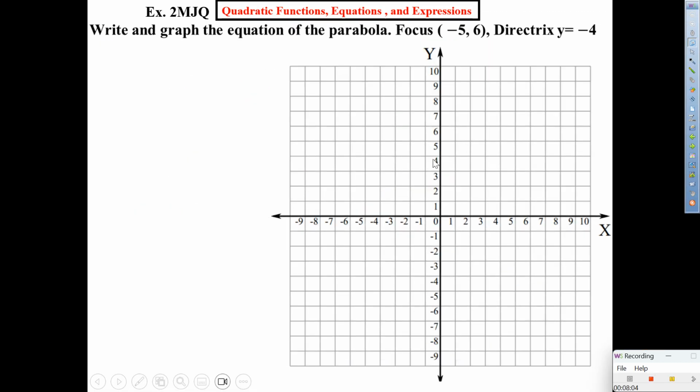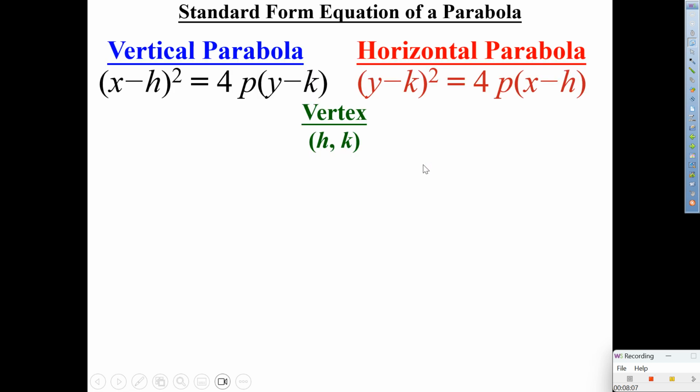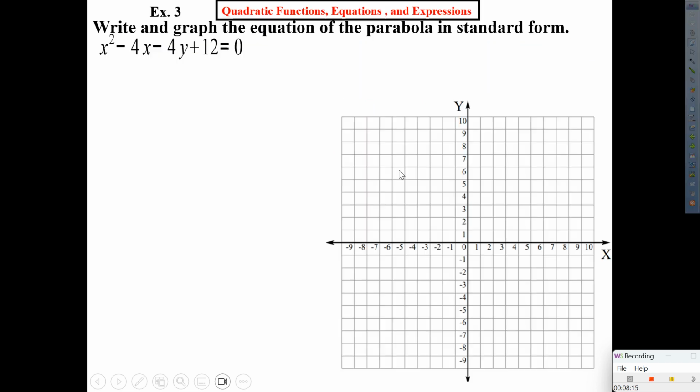So, with that said, that brings us to these two. We're going to be focusing on these two, no more the smaller ones. We're going to focus on these two from this point forward. Copy this one, example number 3, on the left side of your coordinate plane. Write the instructions, write and graph the equation of the parabola in standard form. X squared minus 4x minus 4y plus 12 equal to 0. Copy that.